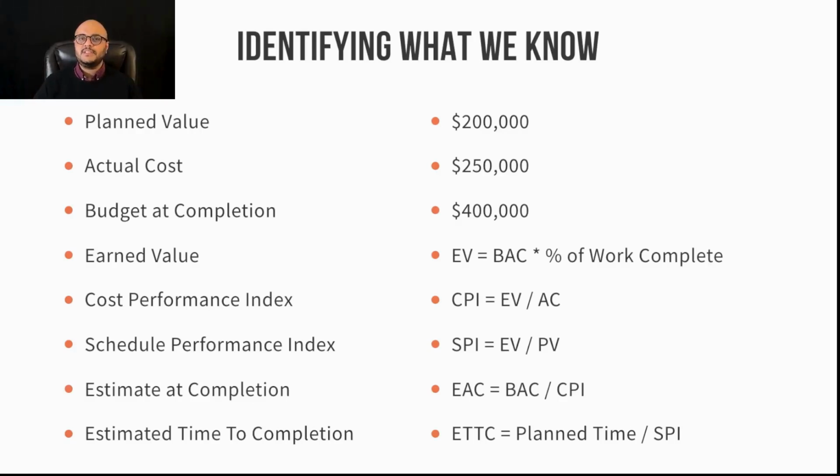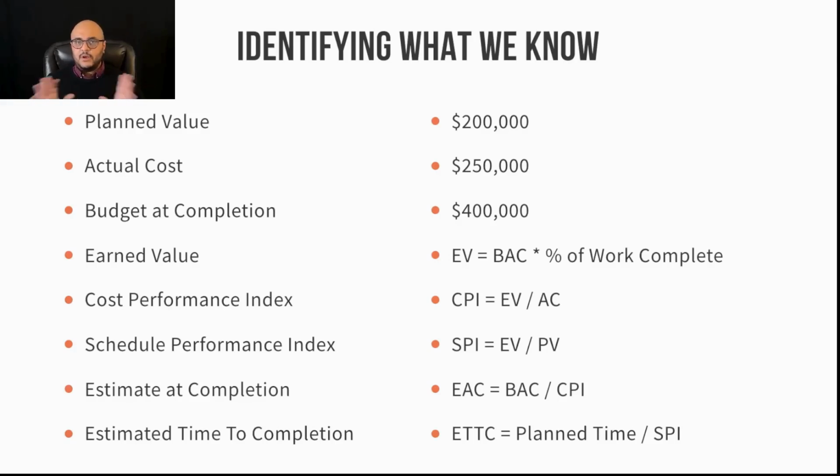How much did I actually spend? My actual cost? $250,000. That's given to us in the question, in the example. I actually spent $250,000. What's my budget at completion? Remember, I told you budget at completion is the budget allowed for the project, which is $400,000. That's given to us in the question, in the example.